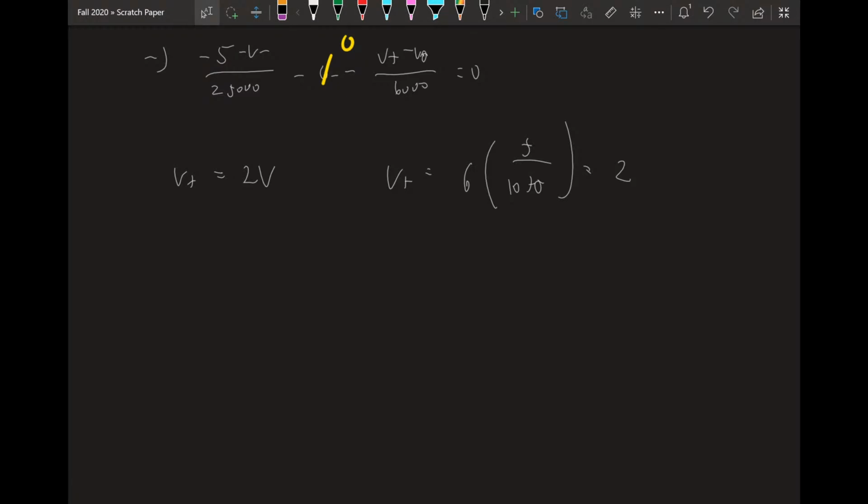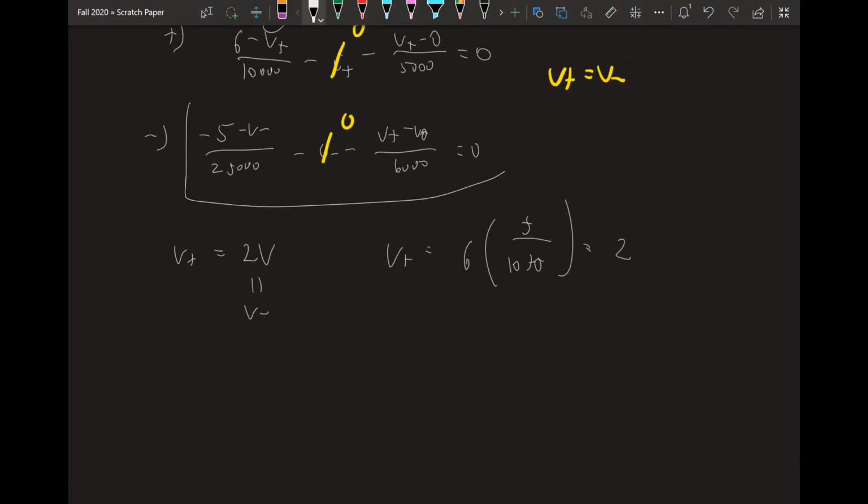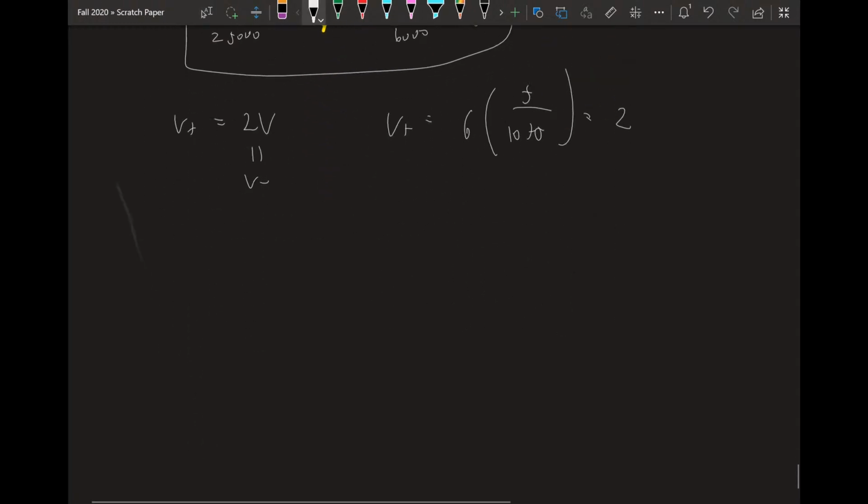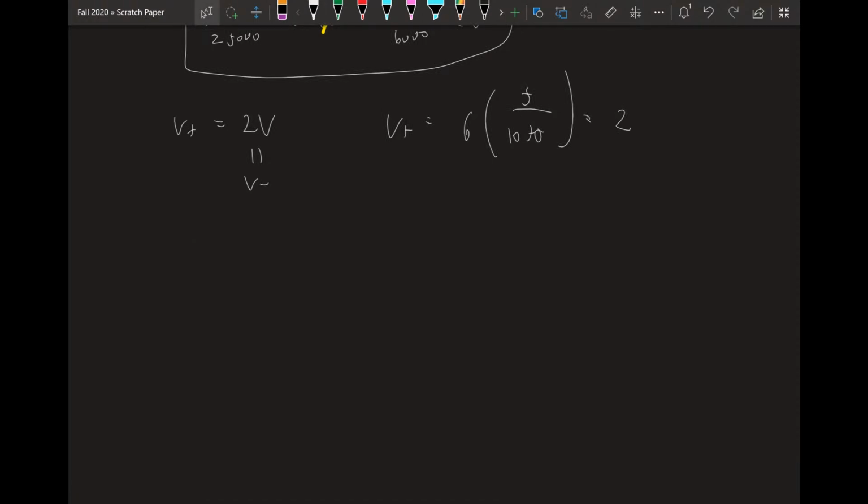Because V plus is 2 volts, this also equals V minus according to our golden rule. Plugging that into our equation for the negative terminal, we get (negative 5 minus 2) over 25,000 minus (2 minus V out) over 6,000 equals 0. When you solve that for V out, because it's now the only variable in the equation, you get that V out equals 16 volts.